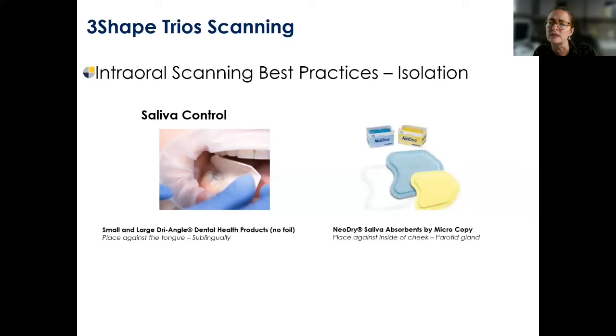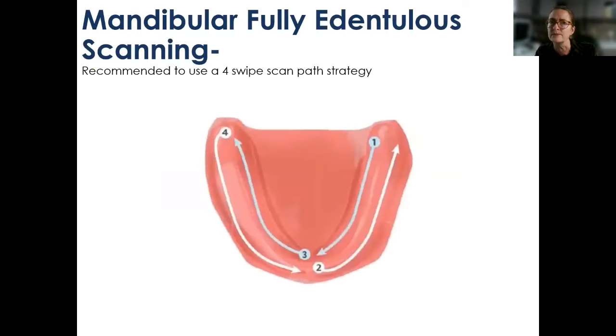And then for isolation, keeping the area dry, my favorite is the Neo-Dry Dri-Angle that goes against the inside of the cheek against the parotid gland. It really helps to soak up that saliva when you're retracting the cheek. Sometimes it milks that gland, and it can help keep the area dry.